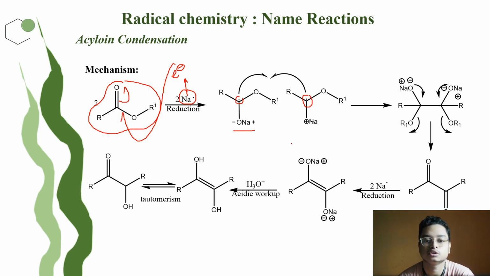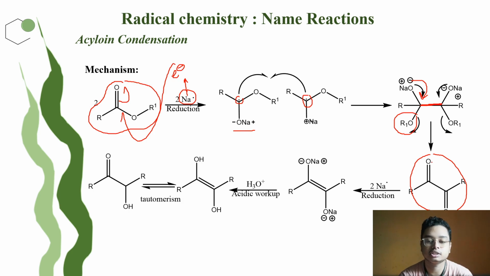Okay, so what happened is that these two radicals combine to generate the new carbon-carbon bond here, and after that we know that esters are good leaving groups. So this particular negative charge returns back to kick out this ester group from both ends to generate this diketo compound.